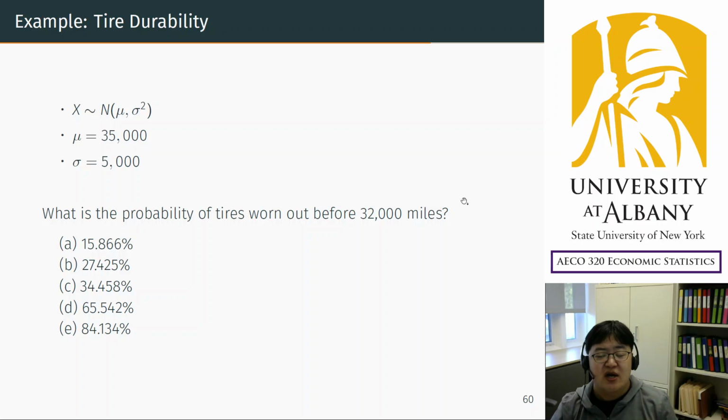Okay, I'm going to ask you this question. This is an exercise for you. Apply the same idea and use Excel or a calculator to calculate this probability. Same thing, everything is the same, but you need to calculate the probability before 32,000 miles.